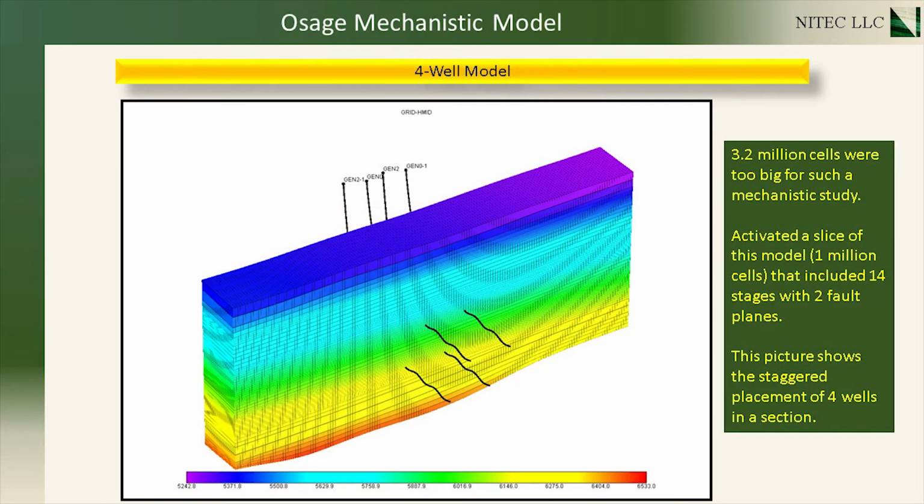We begin our investigation with an idealized staggered 4-well system with 2 wells in the upper Osage and 2 in the lower Osage. For all forecasting runs, we take a slice of the model encompassing 2,000 foot of wellbore, which includes 2 fault planes.